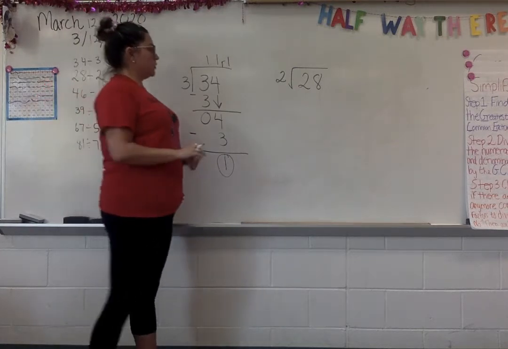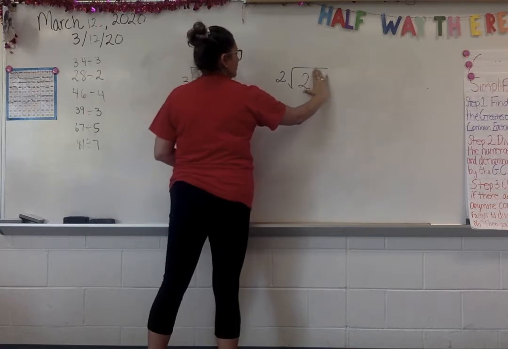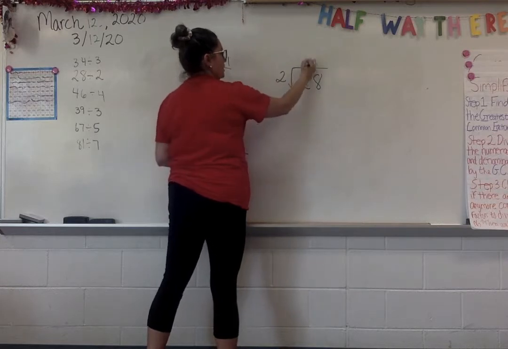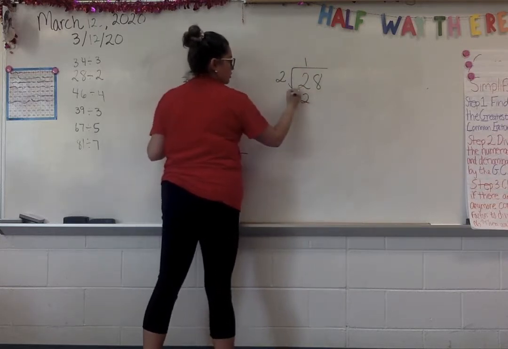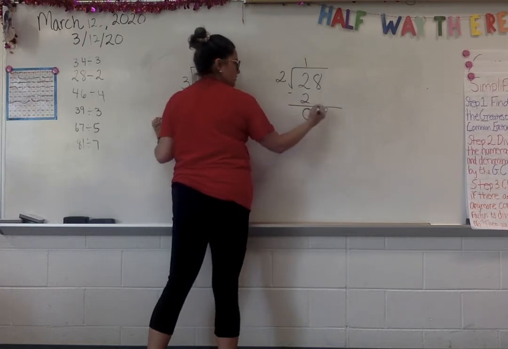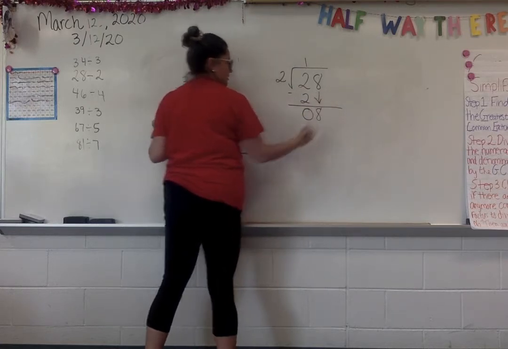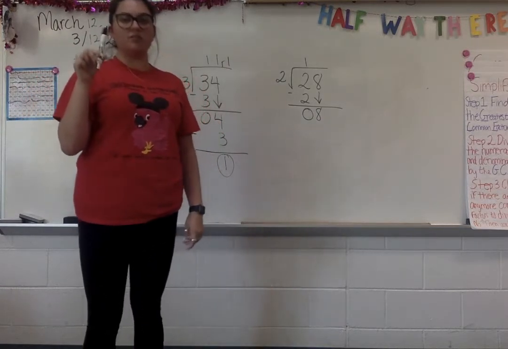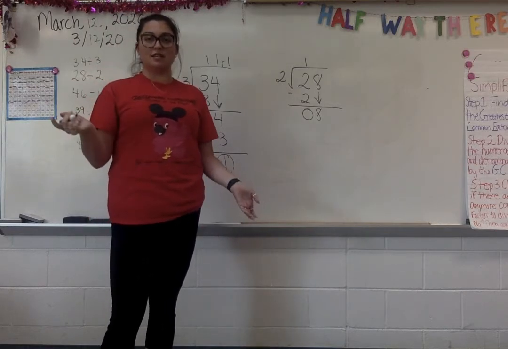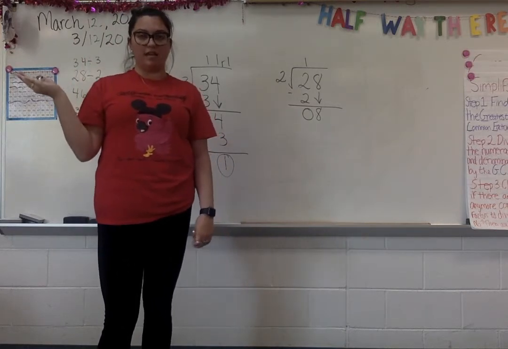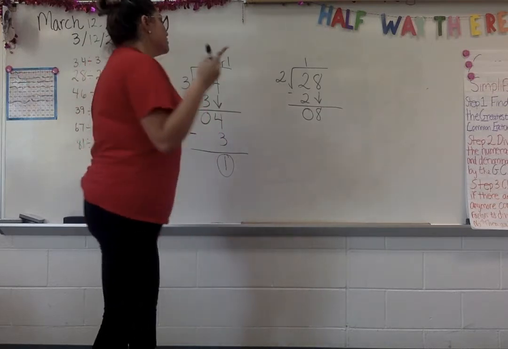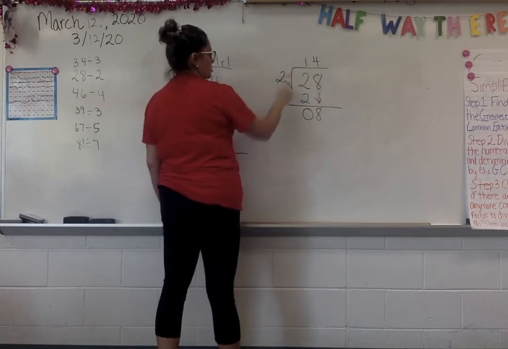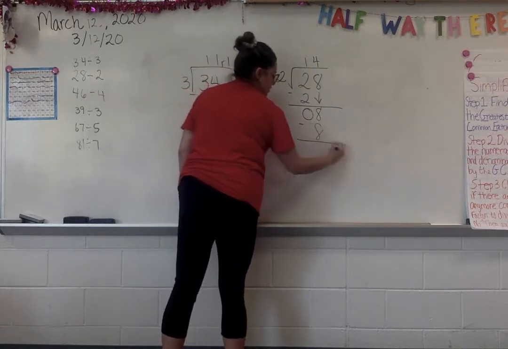Okay? So again, we're going to look at our first number here. So 2 goes into this 2, or this 20, one time. So 1 times 2 will give me 2. I subtract, and then I bring my 8 down. Okay? So now we need to think, what times 2 will give us 8, or something close to it that's less? So in this case, we know 2 times what will give us 8? Hopefully you said 4. So 2 times 4 will give us 8. So now we do 4 times 2, get our 8, and we subtract.